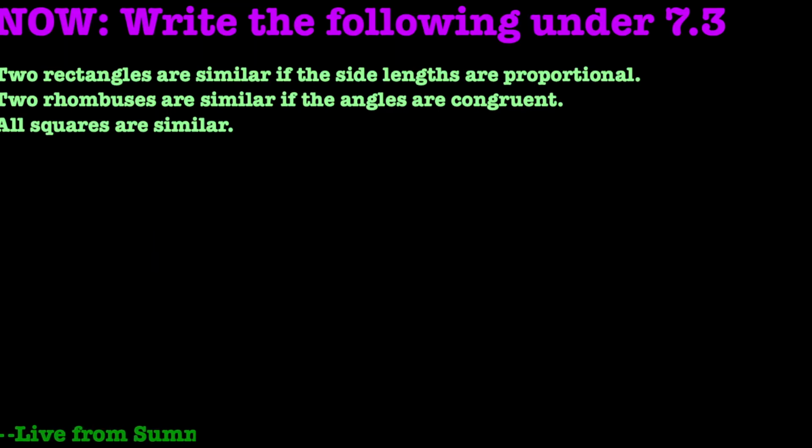So underneath of it, the current do now: before you even worry about the cards, I want you to make sure that you're writing the following statements under where it says 7.3. These are factual statements I want to make sure you include before you do this activity. It says two rectangles are similar if the side lengths are proportional. Then it says two rhombuses are similar if the angles are congruent. Then it says all squares are similar. So those are some factual ideas I want you to keep in your head as you're moving to this next activity.